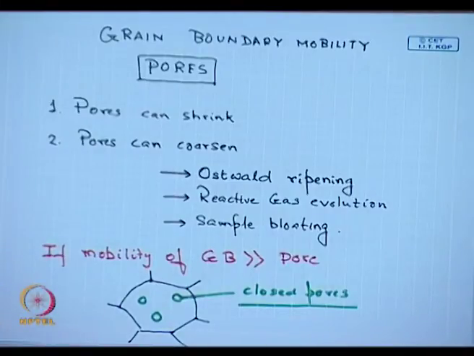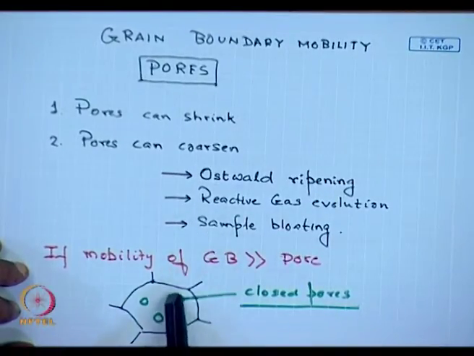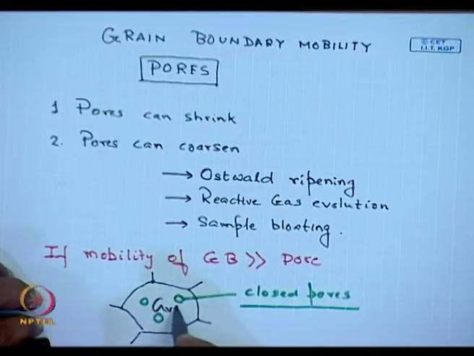Now, what happens if the pores don't shrink, pores get larger? If the grain boundary mobility is higher than the mobility of the pores, the grain boundary will move faster than the pore, and as a result, we will land up with a grain. The grain boundary has moved out, the pores are stuck within this grain, and these are closed pores.